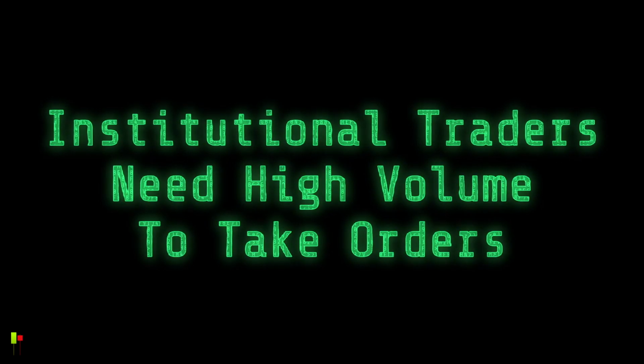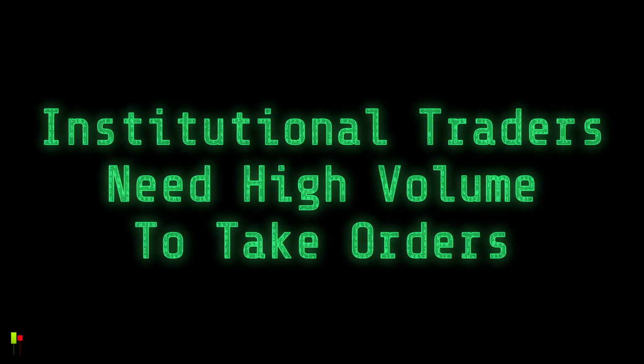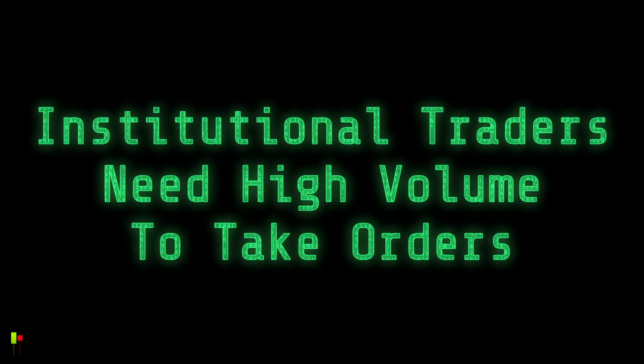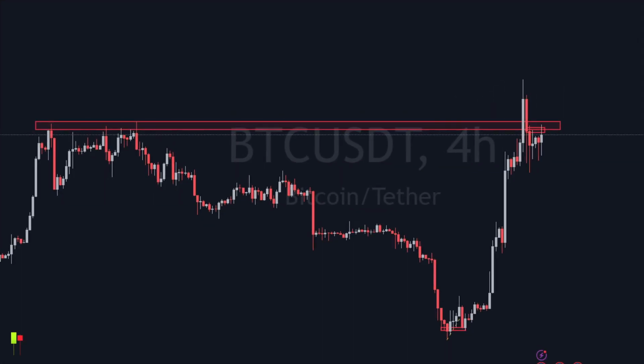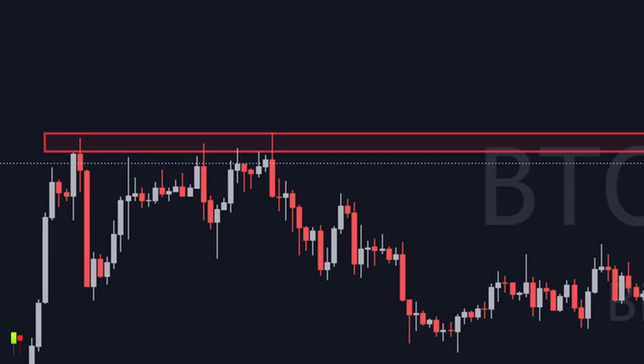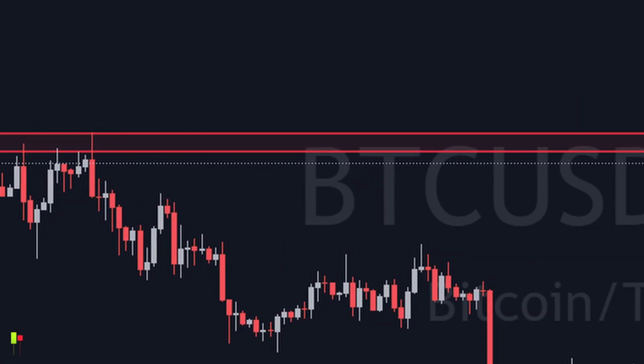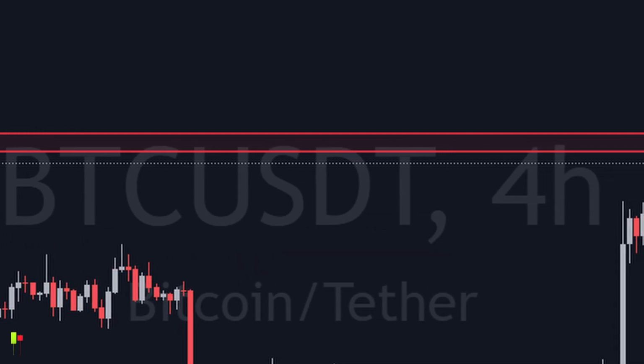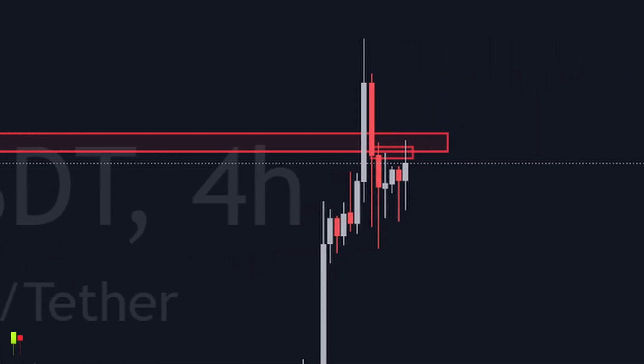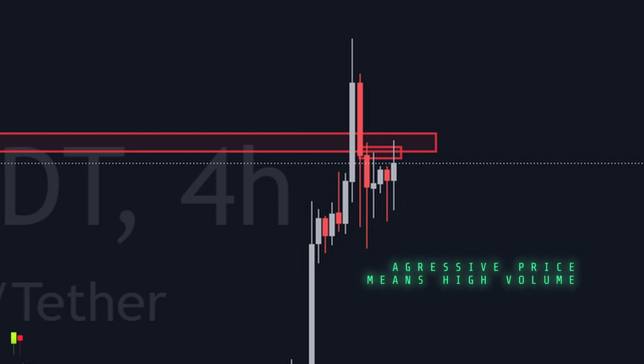But why does this happen? The institutional trader or whale cannot place an order in a low volume zone because he might push price too much with his large orders. So he uses the liquidity to place his orders. He needs someone to buy into his sell position, or he needs someone to sell into his buy position. This is why you see aggressive movement when liquidity gets cleared. The market maker is filling his orders.